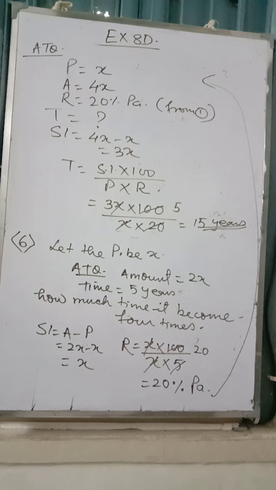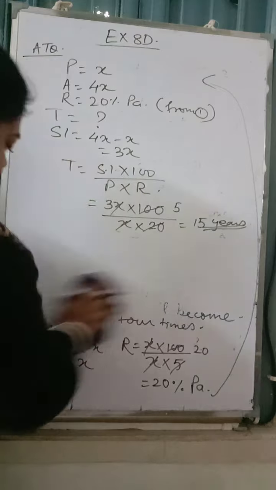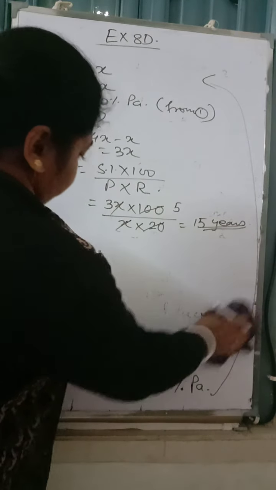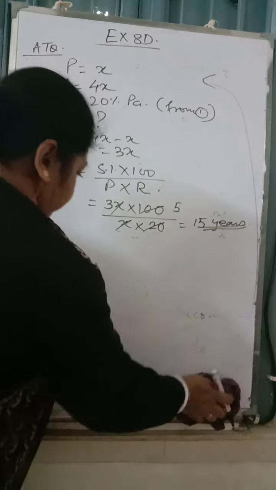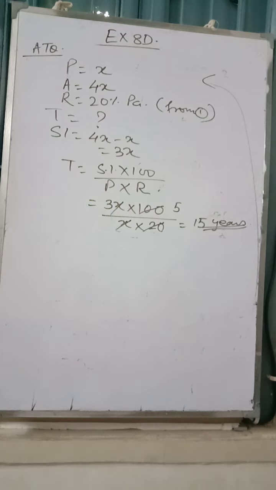Now question number 7 says: the simple interest on a sum of money for 4 years at the rate of 5% per annum is rupees 300 more than the simple interest on the same sum for 3 years at a rate of 6% per annum. Find the sum of money. You can do it with x also, you can do it with 100 also. It's up to you. If you want to do it with x... Question number 6 we have done. This is question number 7.